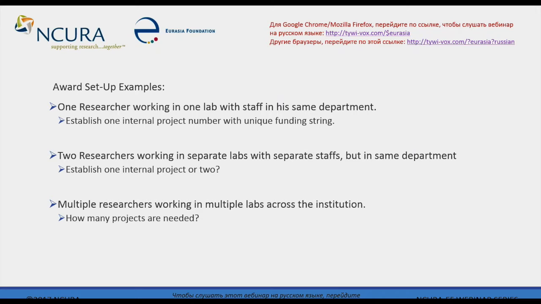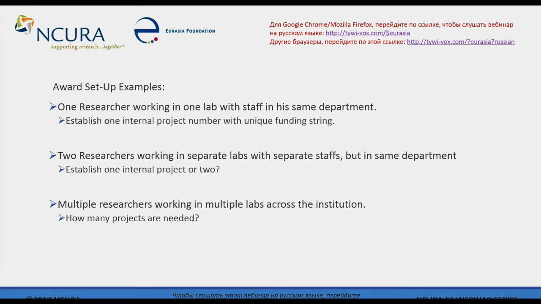Depending on the size and complexity of the award and the objectives of the research project, you may choose to take different approaches to setting up an award in your accounting system. Let's look at some examples. In the first example, we have one researcher working in one lab with staff in the same department. In this case, we likely would establish one internal project number with a unique funding string. That collects all of the expenses and provides all the necessary budget information to properly monitor and manage that award.